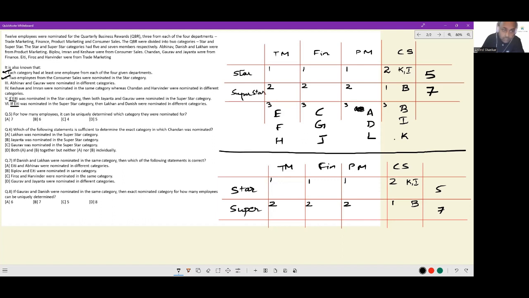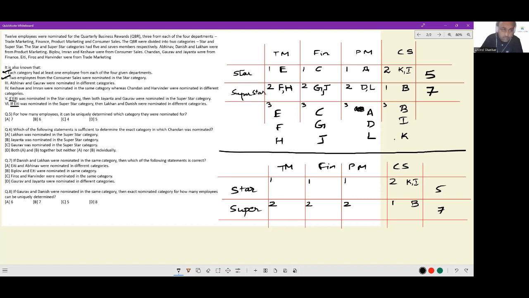Now I'm working with if EP was nominated in the star category. So I'll start off with if EP is here, Firoz and Harvinder will be here. Now about Harvinder, we had a line. Chandan and Harvinder were nominated in different categories. If Harvinder is in superstar, Chandan has to be in star. So the other two, Gaurav and Jayanta, have to be in the same category. Now, Abhinav and Gaurav were nominated in different categories. Given that Gaurav is a superstar, Abhinav has to be a star, and Danish and Lakhan would be in the superstar category. So we have pretty much identified everything.